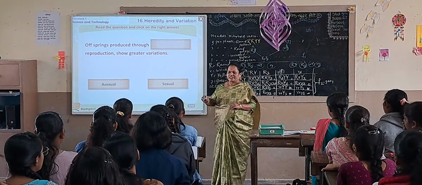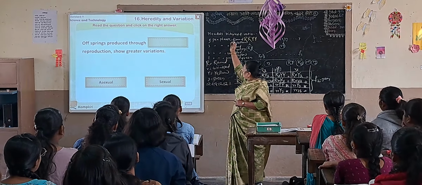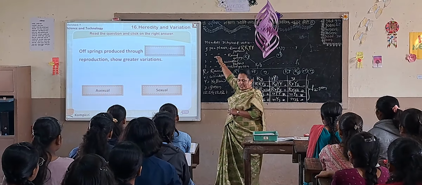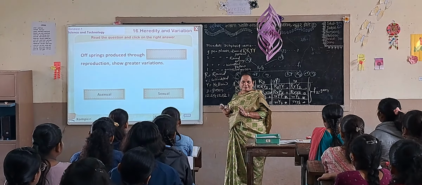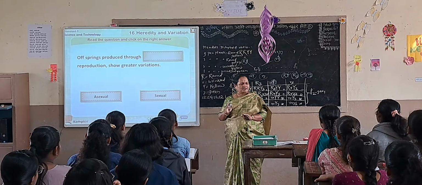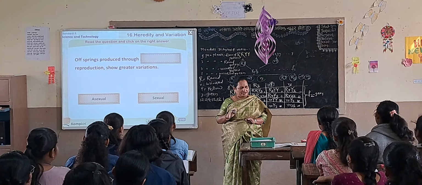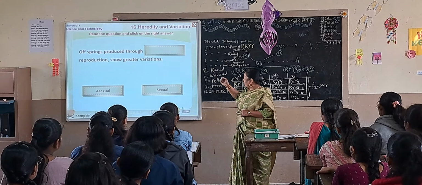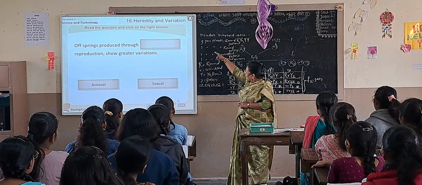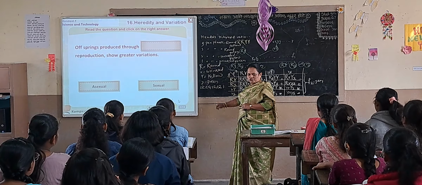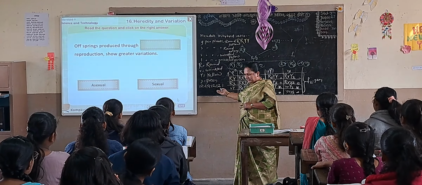The chapter Heredity and Variation is most important. Here, Mendel's monohybrid ratio, that is 3:1 phenotypic ratio, and genotypic ratio is 1:2:1. Mendel's dihybrid ratio, that is phenotypic ratio, is 9:3:3:1, and genotypic ratio is written here.